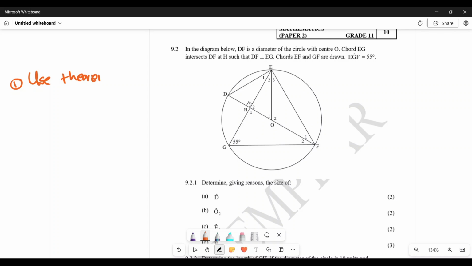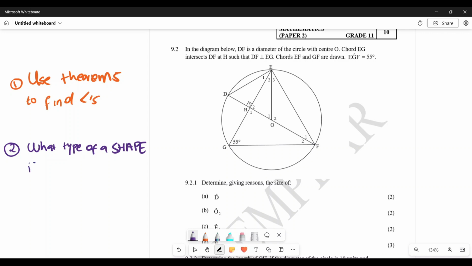Remember your circle theorems. Try to see if you can use theorems to find your angles, basically whatever angle they're asking you to find. Now, if you can't use theorems, maybe you can't use any theorem in order to find that angle, ask yourself what type of shape your angle is at.